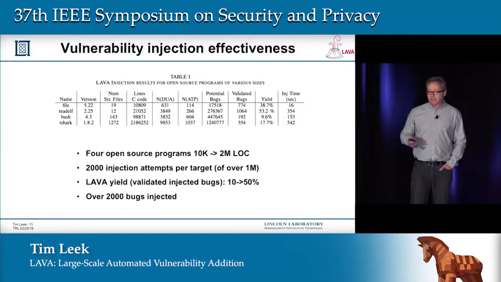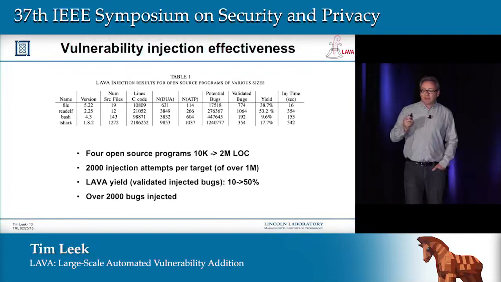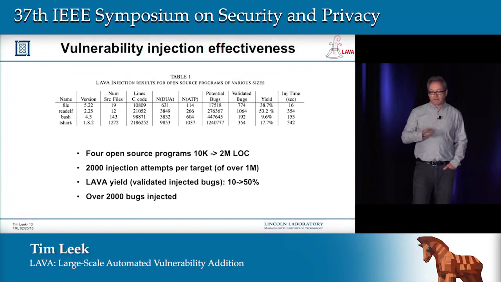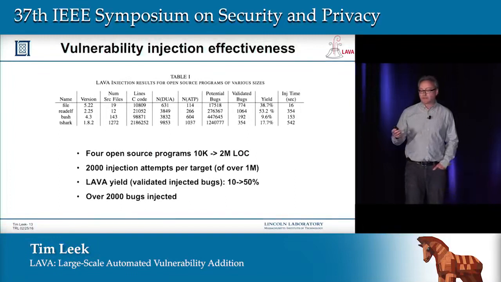We get between 10 and 50% yield, and that's just because we try the specific change to the source code with the right modification to the right part of the input, because remember we have taint, and so we know what parts of the input to modify, and see if it actually triggers a segmentation fault. We also check to see if the original input does not cause any trouble anymore. And with this, we've been able to inject over 2,000 bugs into these 4 different programs.